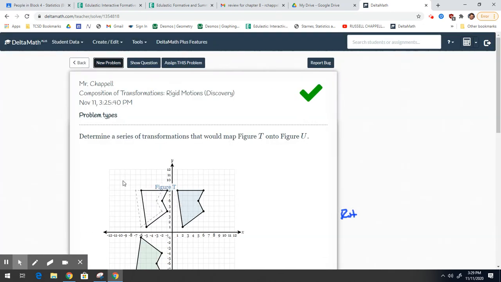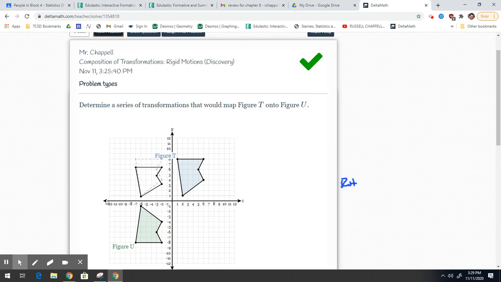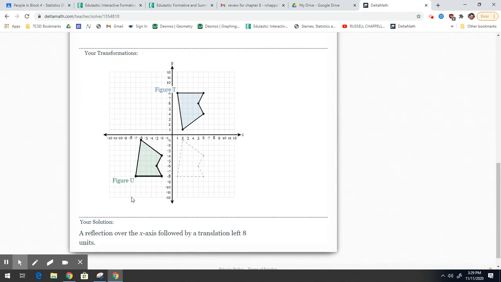Okay. And see, look, they did the translation first and then the reflection second. They are not wrong. You are not wrong. Okay. But again, I like to do the reflection or rotation, the hard part first, and then slide it onto the second figure second. Let's try another one of these.